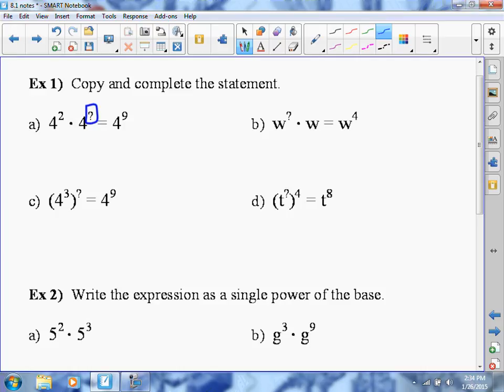Okay? So here you have to know that you're multiplying your bases together, and the bases are the same. So that property is the product of powers property, which says that you would have to add your exponents together. So that means we have 2 plus whatever is supposed to be in that question mark spot has to equal 9. So then you know, oh, okay, well, 2 plus 7 is 9. So really we would have 4 to the 7th power there.